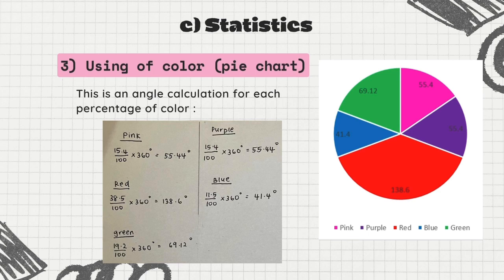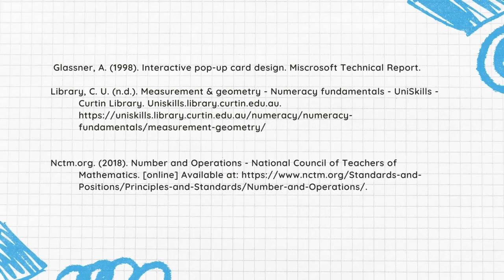Therefore, through this pie chart, it can be concluded that the color red is used the most, taking up 138.6 degrees, and blue is the least used color, taking up an angle of 41.4 degrees.